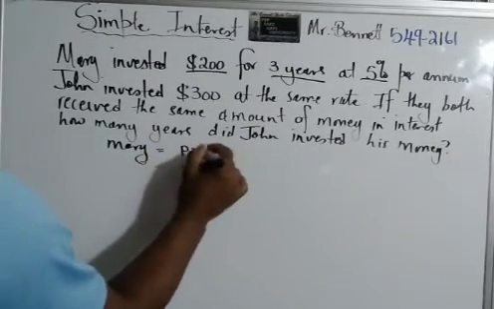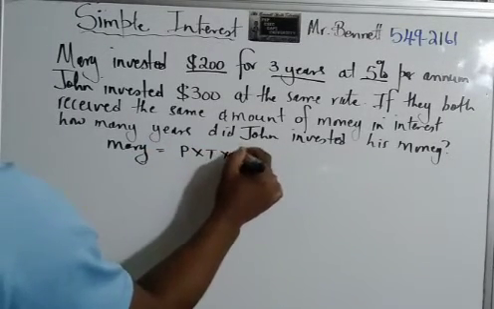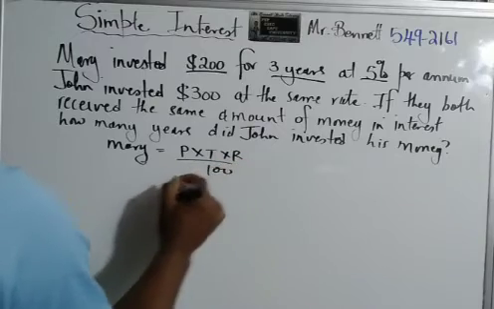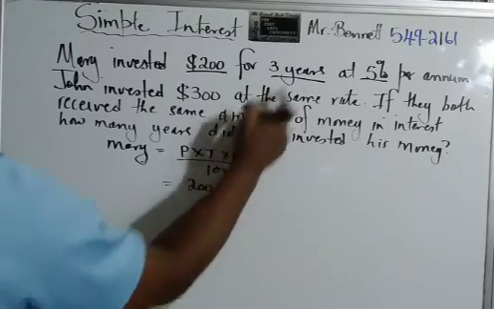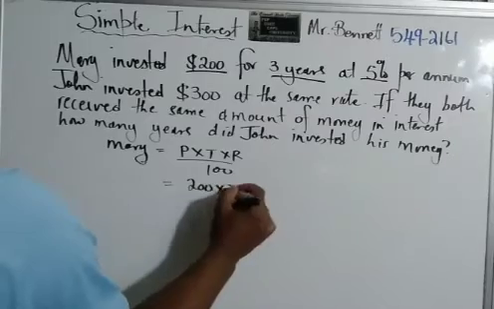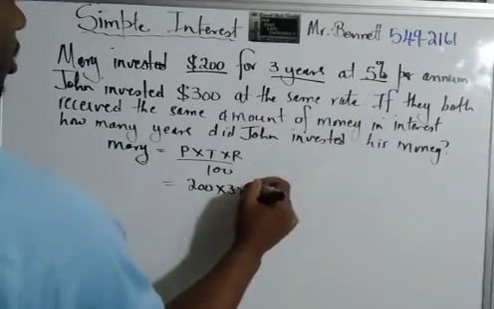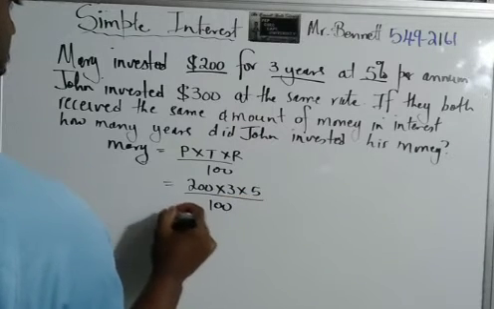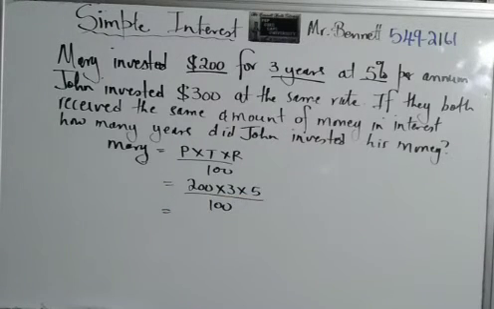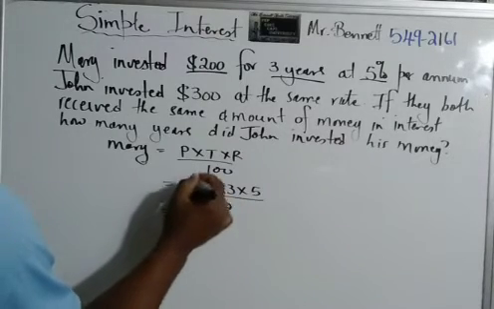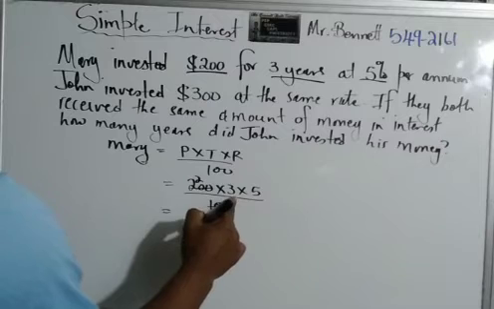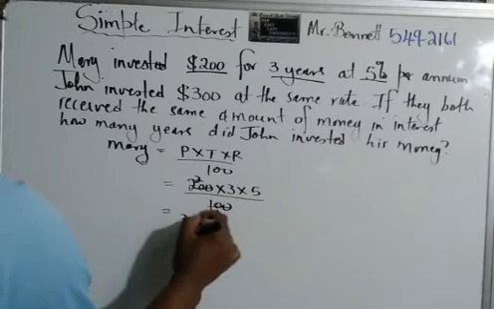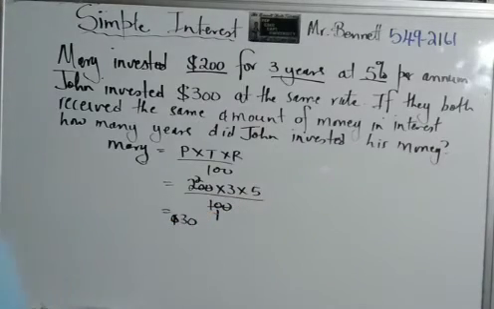So it will be principal times time times rate, over 100. The principal was $200, time is 3 years, and the rate is 5%. We'll calculate Mary's interest, because they said John received the same amount. 2 times 3 is 6, 6 times 5 is 30. So we know the interest for Mary is $30.